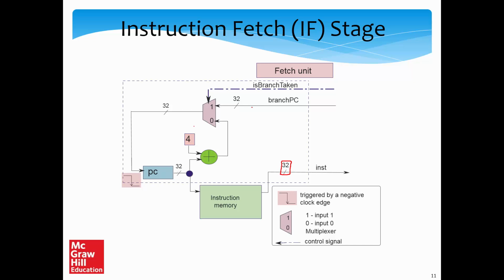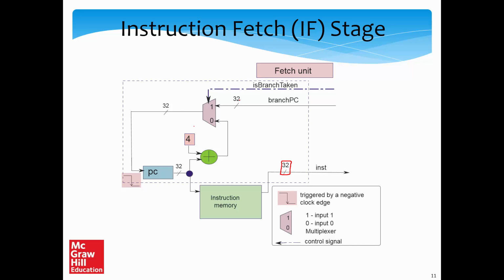The other input to the multiplexer will be the PC of the branch, called branch PC, which is also a 32-bit quantity. If the instruction is a branch, the branch target needs to be chosen, which we are calling the branch PC. Or if it's not a branch, we need to choose the next instruction, which is the current PC address plus 4. So the multiplexer will choose one of the addresses depending upon whether the instruction is a taken branch or not.